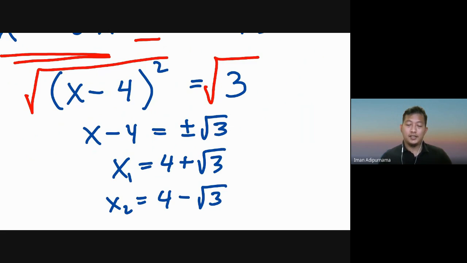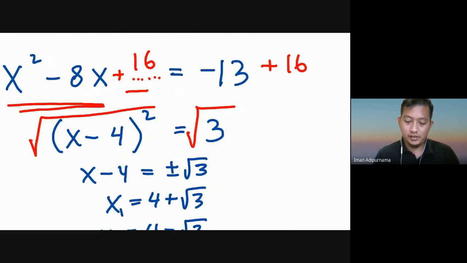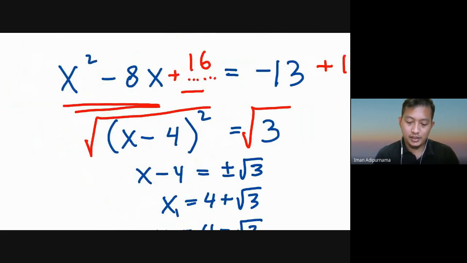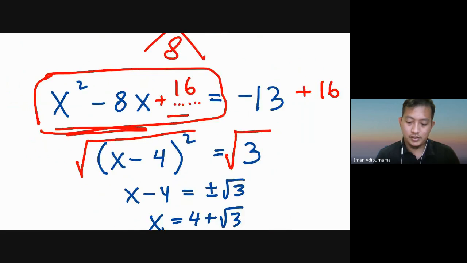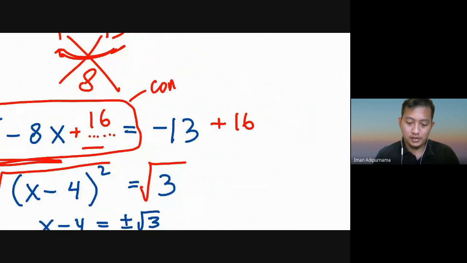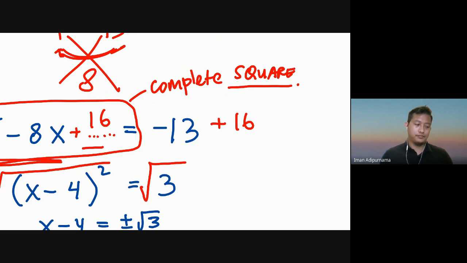Okay? Do you guys get it, what I'm doing? So these terms here, this plus 16 here, this is usually what we call a complete square. Why is it called the complete square? Because it's like a square.